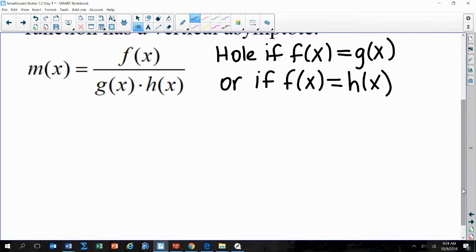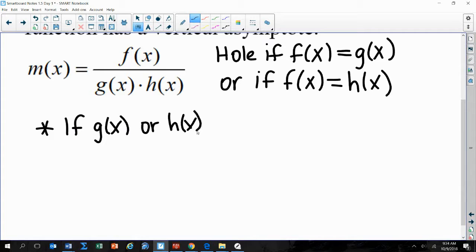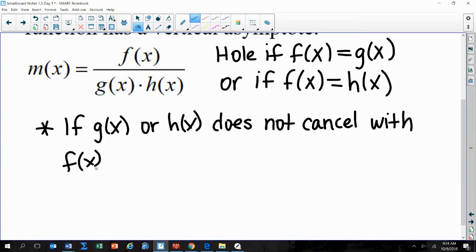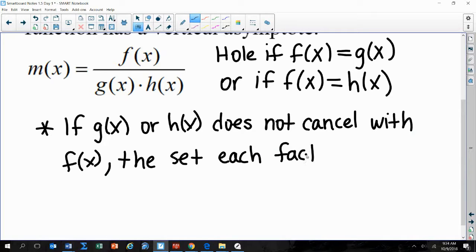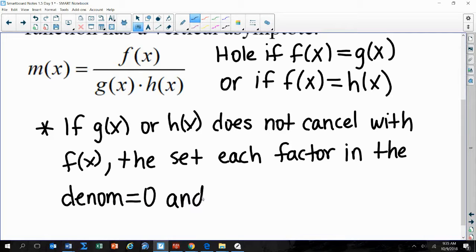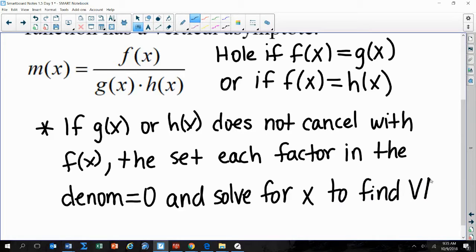Okay. All right, for asymptote, I want you to write if g of x or h of x does not cancel with f of x, then set each factor in the denominator equal to 0 and solve for x. Set each factor in the denominator equal to 0 and solve for x to find your vertical asymptote, or vertical asymptotes, depending on how many of them end up canceling.